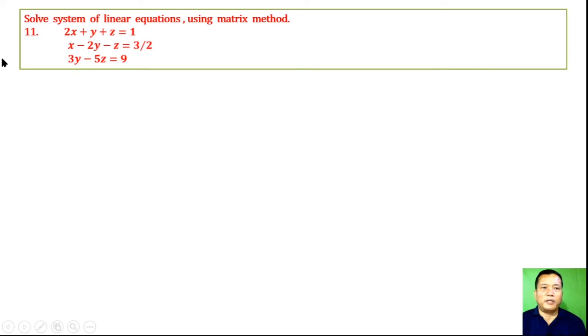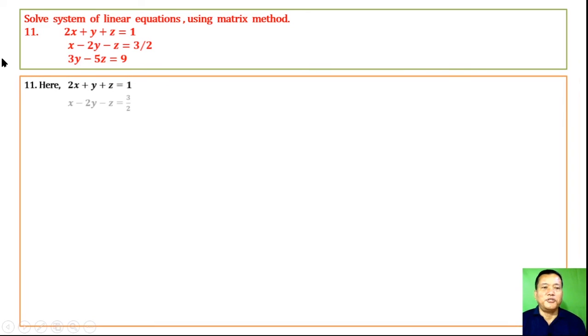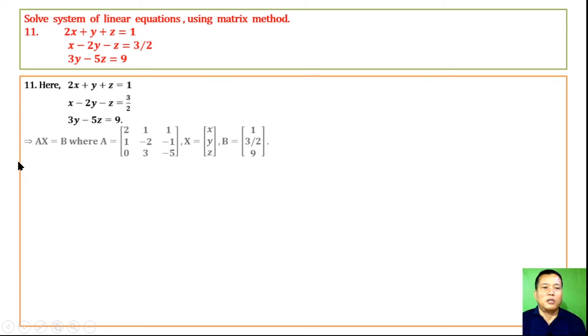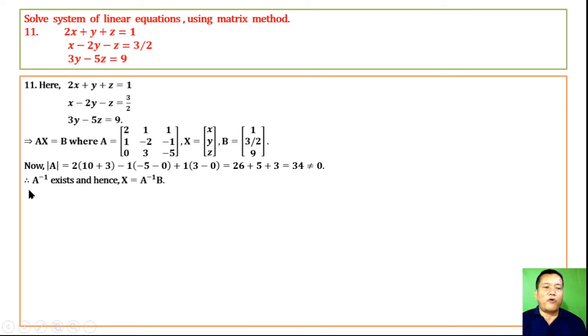Question number 11. 3 unknowns. The system of equations in 3 unknowns can be written as AX equal to B, where A is this matrix, X is column matrix, B is also column matrix. Now determinant of A expanding in the first row we get 34, which does not equal 0. Therefore, A inverse exists and hence X equal to A inverse into B.